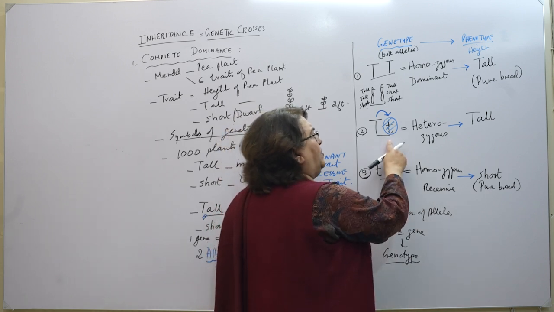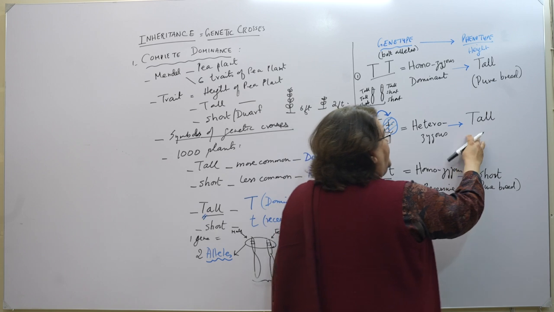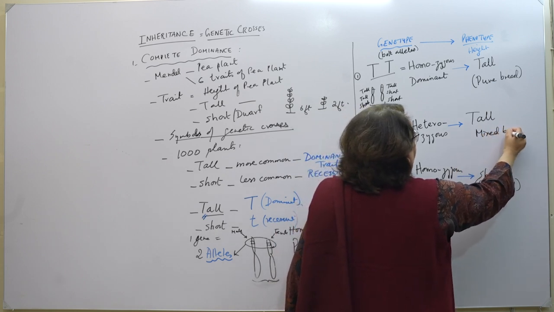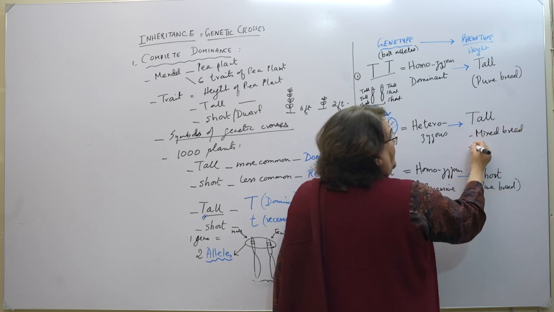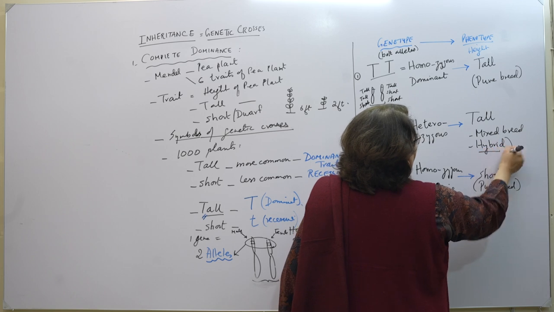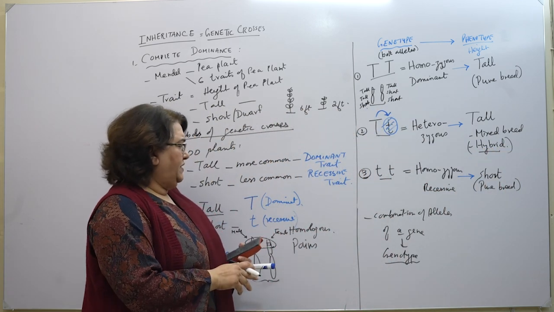But this one is not pure because both of the alleles are different. So this is termed as a mixed breed. Another technical term for this would be that this is a hybrid. So this plant is a hybrid, having a combination of both the alleles.